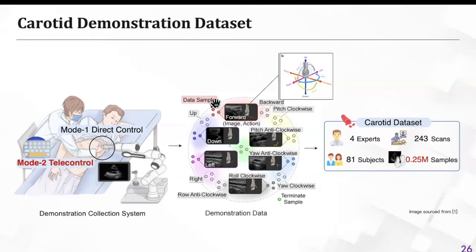First, these two kinds of data collection protocol mainly depend on the scanning difficulty of the organ. For cardiac ultrasound scanning, you can't apply telecontrol. The reason we apply direct control for cardiac ultrasound is that the scanning adjustment action is not only in one degree of freedom, but multiple degrees of freedom. It's a compound action.